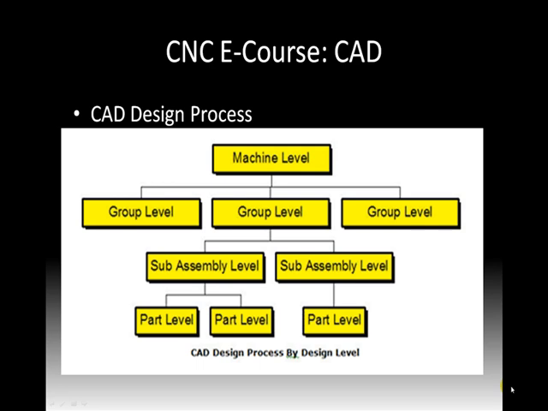So imagine this just like in a car. That part level may be some parts in a differential, and the sub-assembly may be the differential, and then the group level could be the entire axle group with tires and wheels, everything on it, and then the machine level could be the actual car or truck going down the road. So there is kind of a design process or levels that go with CAD as well as you're designing.